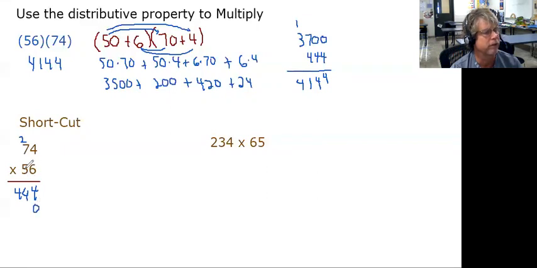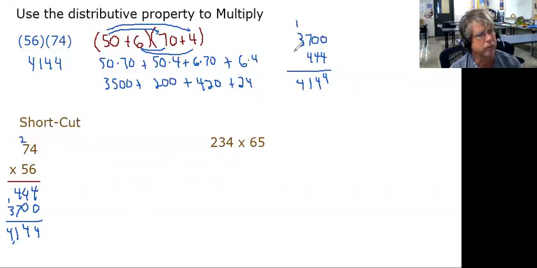So then I can just multiply the 5 through. 5 times 4 is 20. Carry my 2. I'll just keep that 2 there. 5 times 7 is 35, plus that 2 more makes 37. And then if you add, you get the 4, the 4, the 11, and the 4. So 4,144. So notice that you get the same answer.